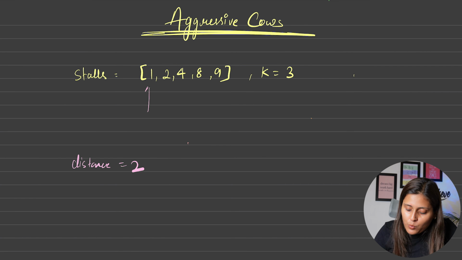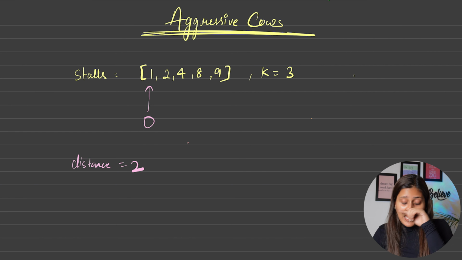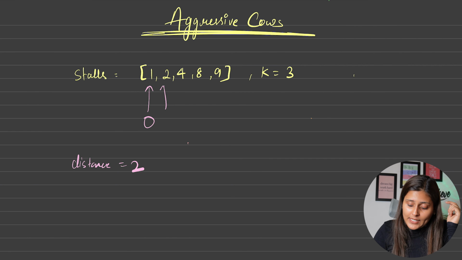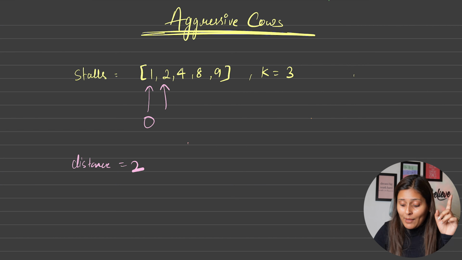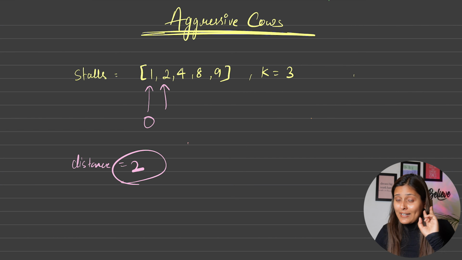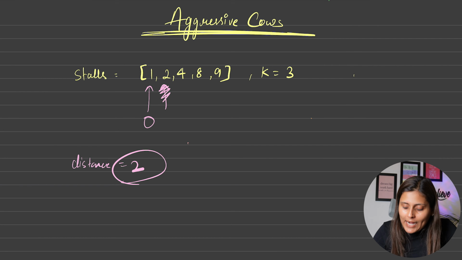Now let's try to put 1 cow here. Okay, I have put it. Now can I put a second one? No. Why? Because the distance between this 2 and 1 is 1, and I am looking for at least 2 distance. So hence I cannot put the second one here.